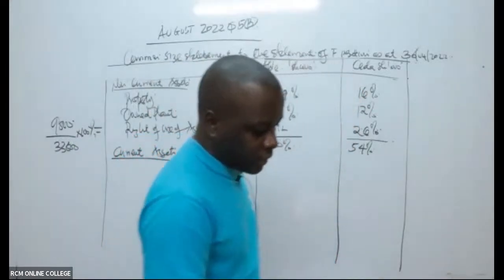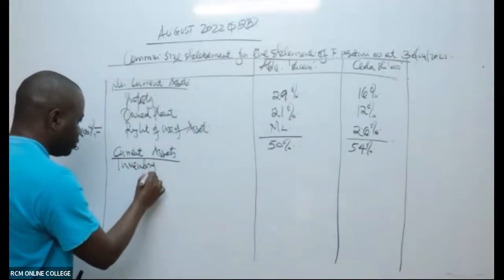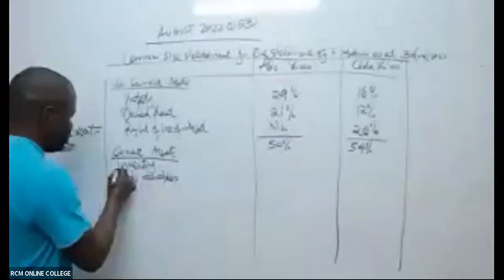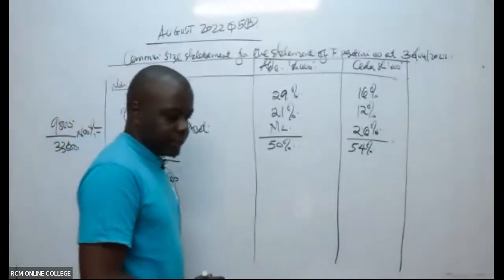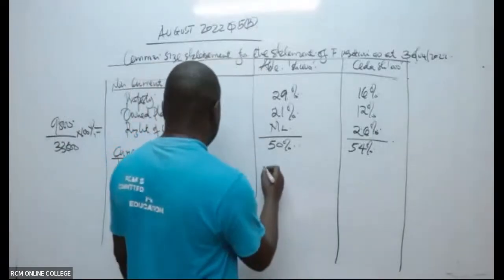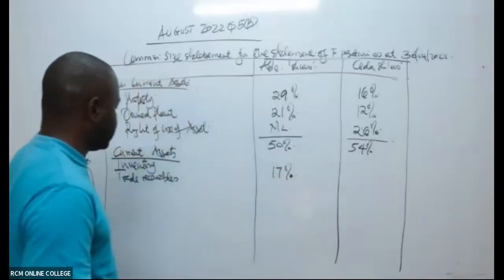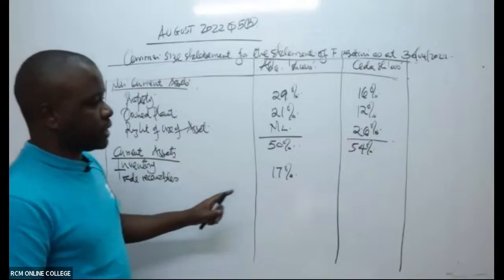So in the current assets, you have inventory. Inventory is which percent? Then you have trade receivables. Inventory is 16.7%, so you can do 17% if you round off to a whole figure. What about for SEDA?